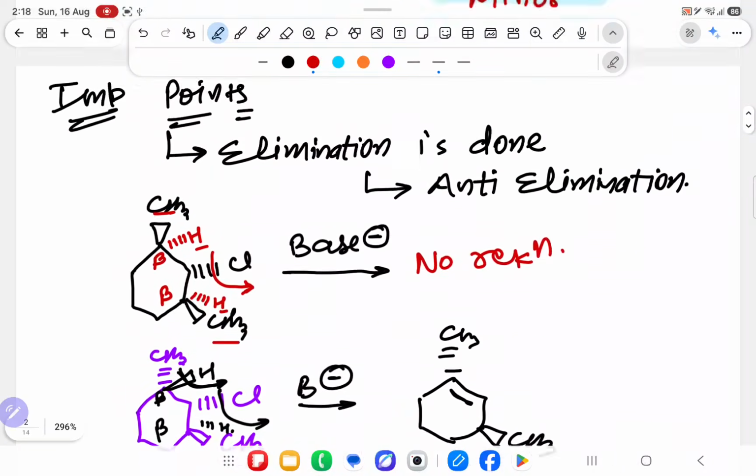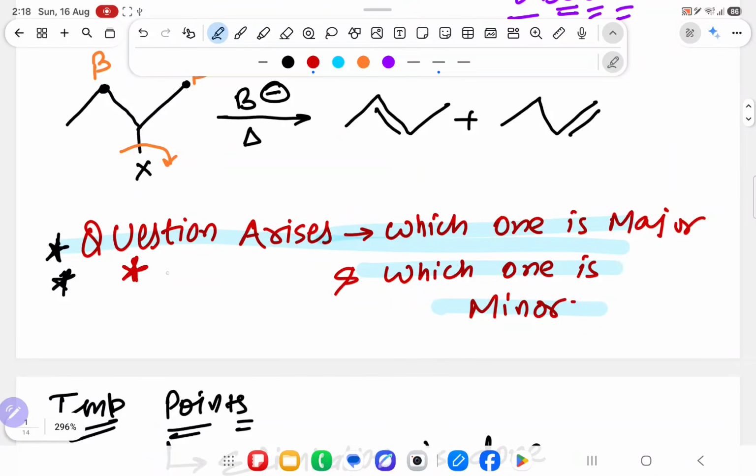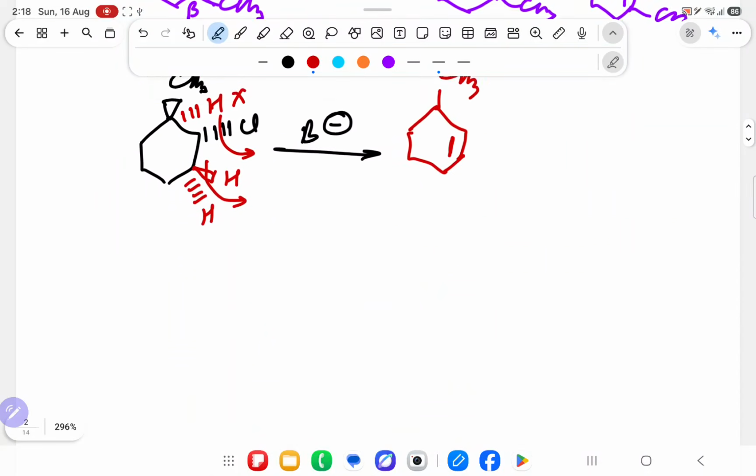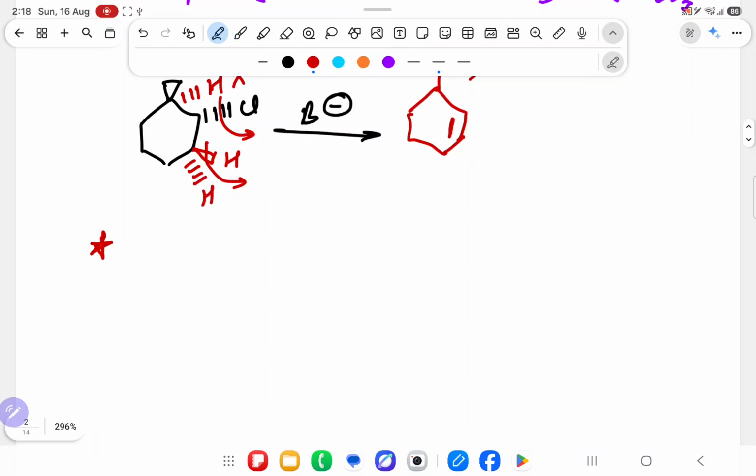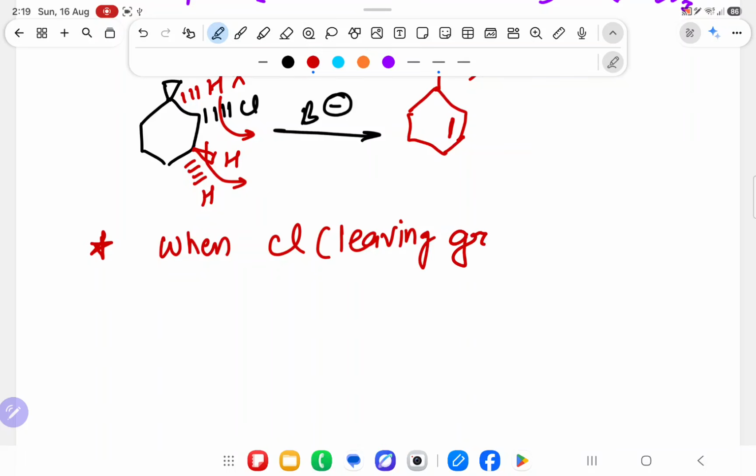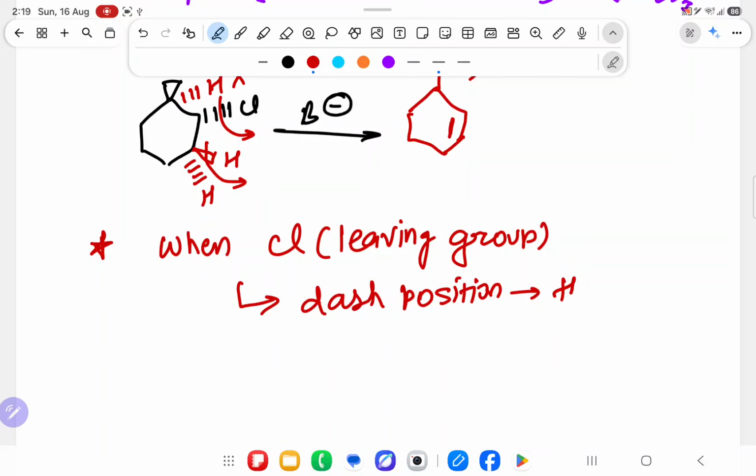So I hope up to this you have understood what I am trying to dictate. Now I am going to justify how we will judge which one is the major one and which one is the minor one. Now, major, minor. Okay, sir, write this point about anti-elimination: when Cl or any leaving group, Cl, Br, OH, any leaving group, is at the dash position, then the hydrogen at the base position, only then it happens, and vice versa.